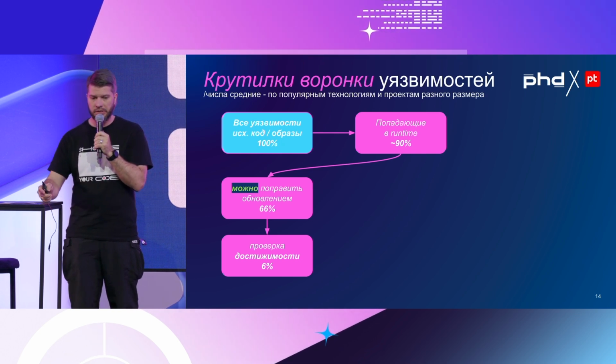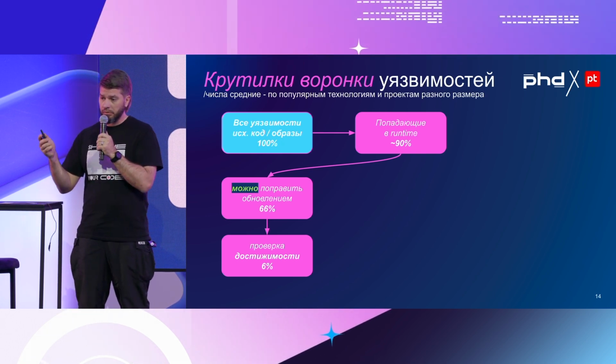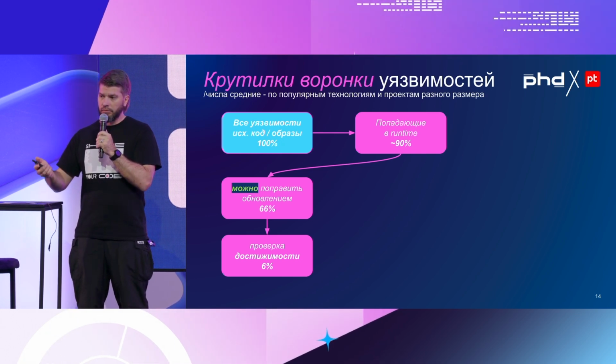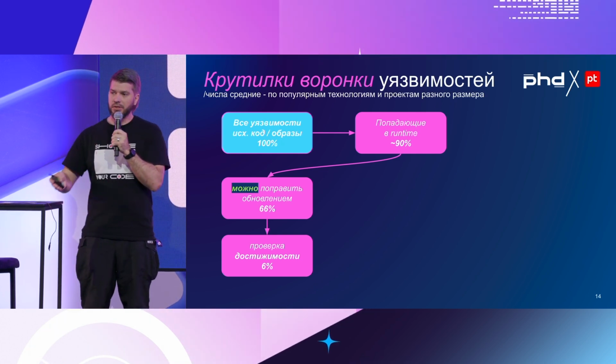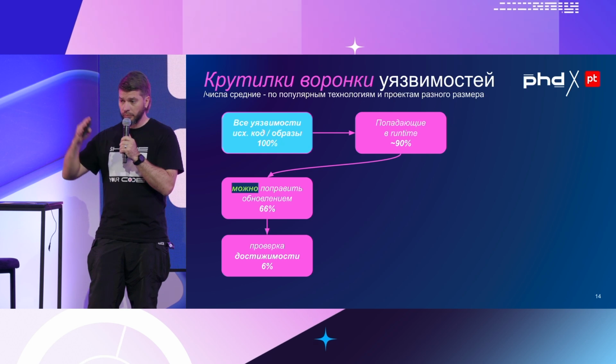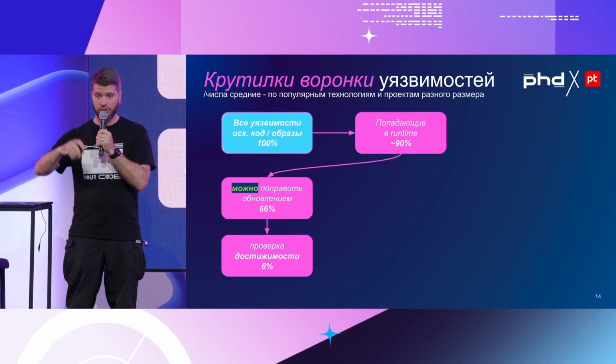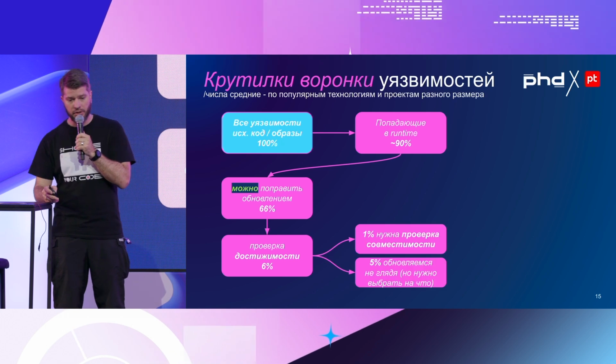We have open source tools for that, and you can check reachability of methods, for 10% of the cases you can say, well, this method is reachable, this method is unreachable. Okay, let's go on. We get 66% only due to this load. We go further, 6% of the vulnerabilities left.